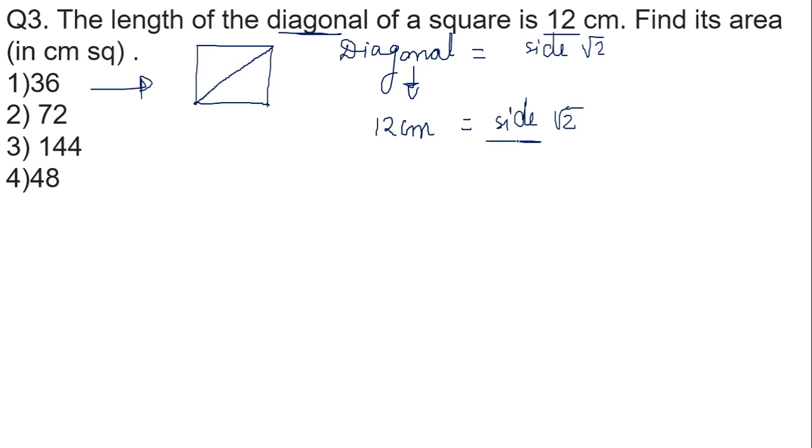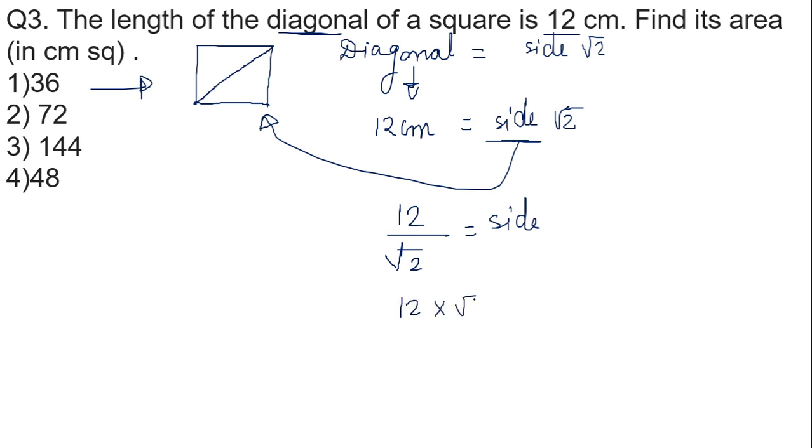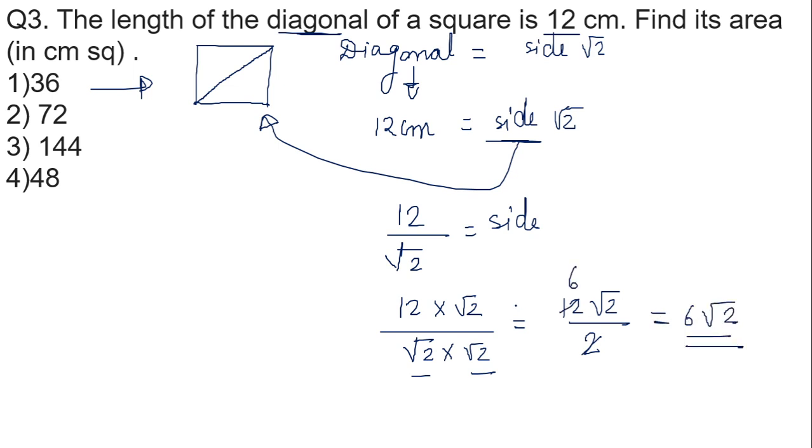From this formula I am going to get the side of the square. Can I get it? Yes. So I'll write 12 upon under root of 2 is equal to the side. Now I'll multiply by under root of 2 in the numerator as well as in the denominator. So I'll get 12 under root of 2, and root 2 into root 2 will give me 2. This will give me 6 under root of 2. Got it? So I have got the side: side is equal to 6 under root of 2.